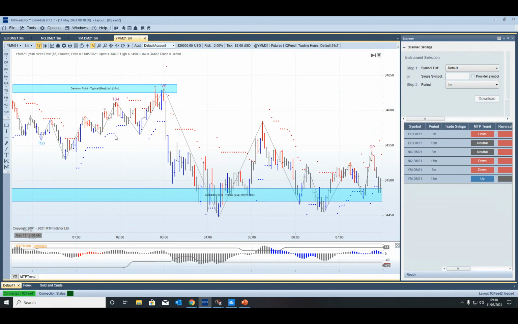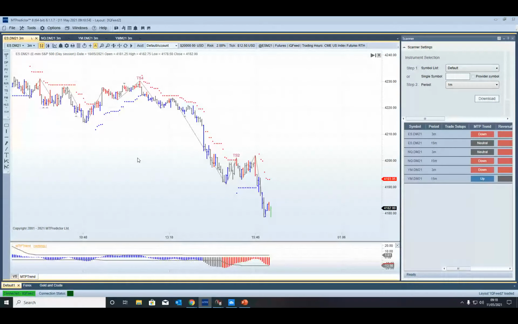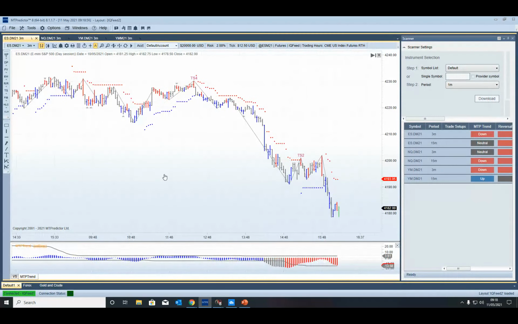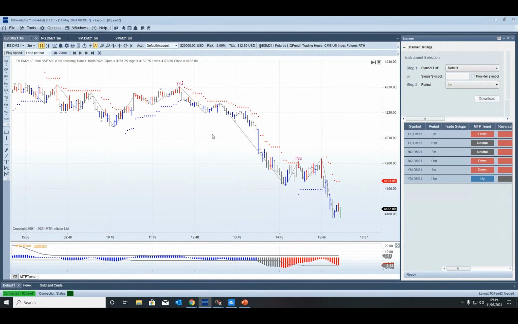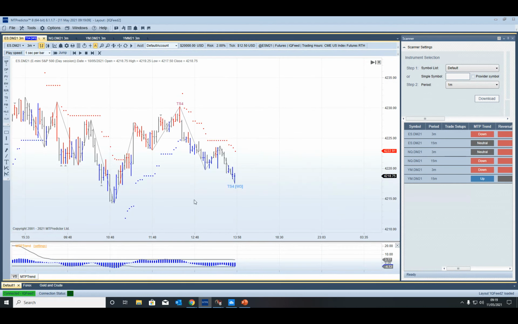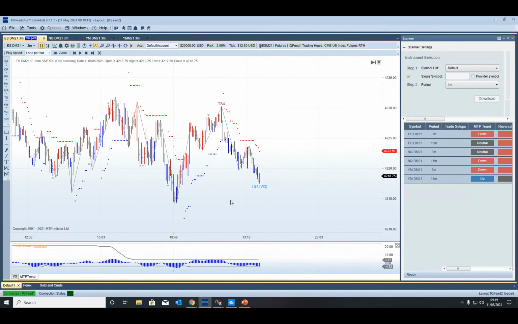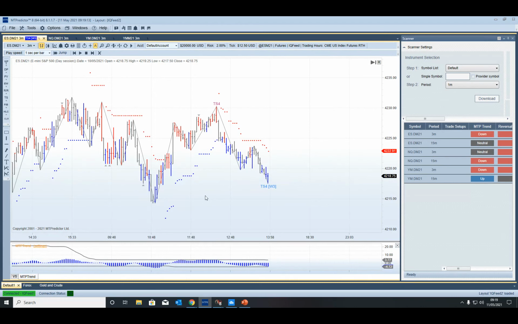So the reason I want to show that is because if I go to the ES yesterday, this time I'm going to look on a day session only chart. A day session only chart with the regular trading hours from 9:30 to 16:15. If we go back to here, you see this looked like provisionally a potentially good trade setup.